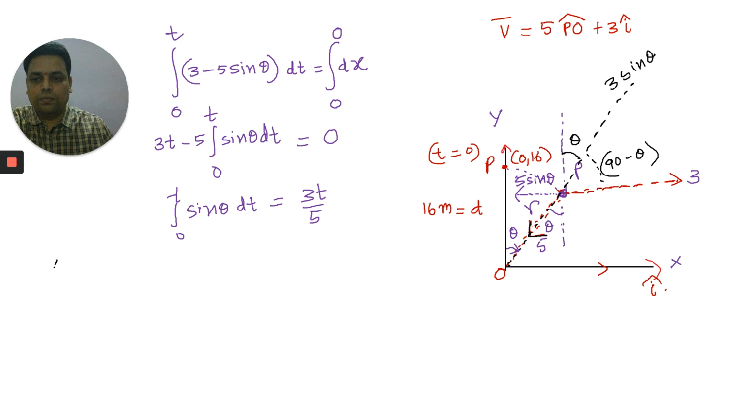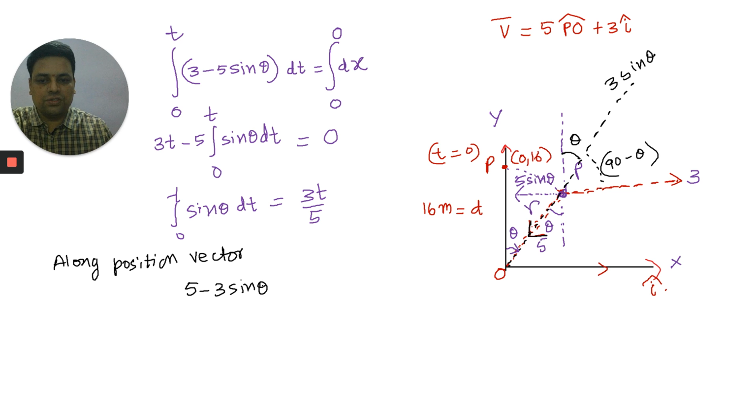So along the position vector, if I write the velocity along the position vector, the position vector is changing, and 5 minus 3 sine theta is the velocity towards origin. 5 minus 3 sine theta into time interval will reduce the position vector, because I am choosing the velocity along the position vector towards origin. So that gives me minus dr.